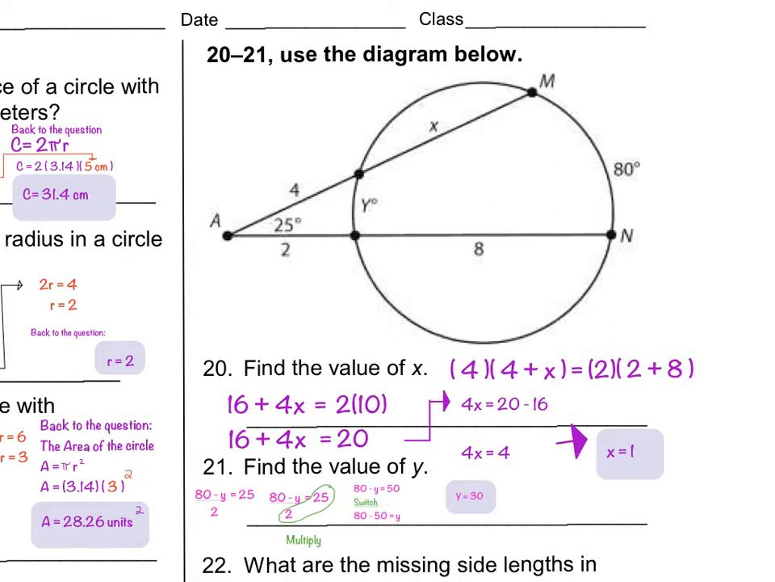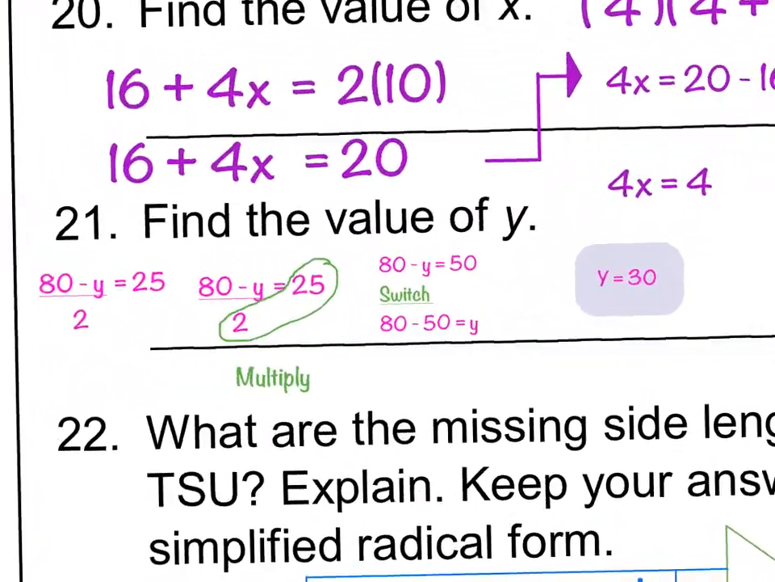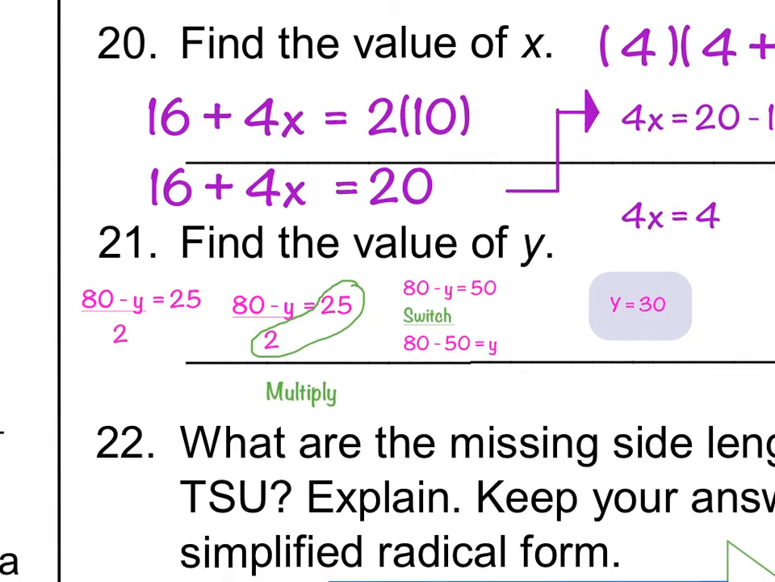If I switch those, then I end up with the y from here moving to the other side as a positive, and the 50 moves to the side of the 80 as a negative. So I end up with y equals 80 take away 50. And so 80 take away 50 is 30. So that means my y is equal to 30.